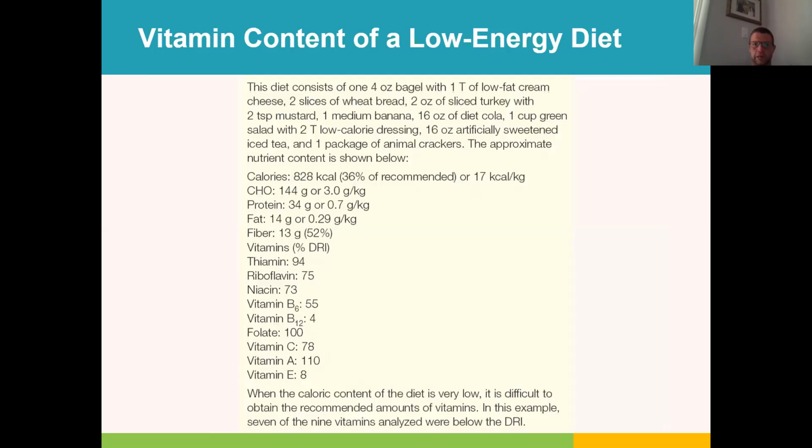Okay. Here's a low energy diet. One of the problems with low energy diets a lot of times is when people are cutting out calories, they also cut out vitamins. So again, if you are lowering your calorie intake, you may want to supplement in some vitamins for your body, so that you don't see any issues over time with deficiencies.